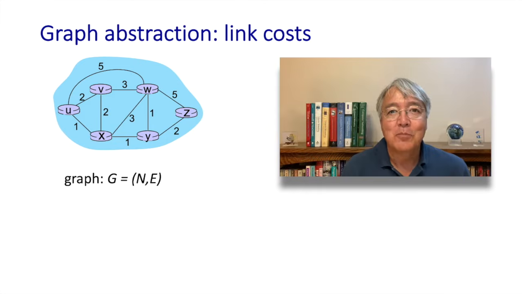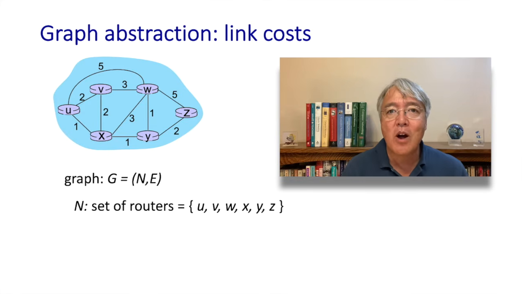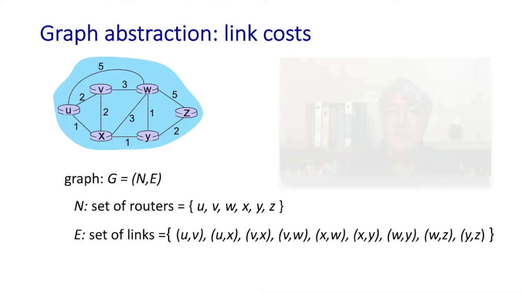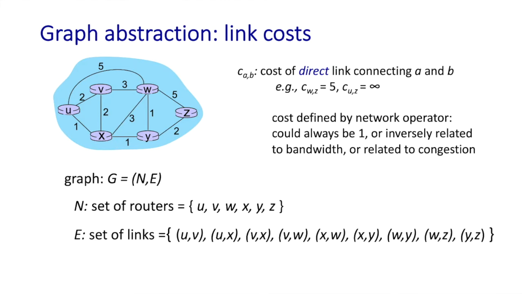We'll use a graph abstraction, a concept that's familiar to any undergraduate computer science student who's taken a data structures course or an algorithms course, to describe a routing algorithm. So a graph consists of a set of n nodes. These might correspond to the routers within the network. These n nodes are connected by edges or links. And each of these links has an associated cost.